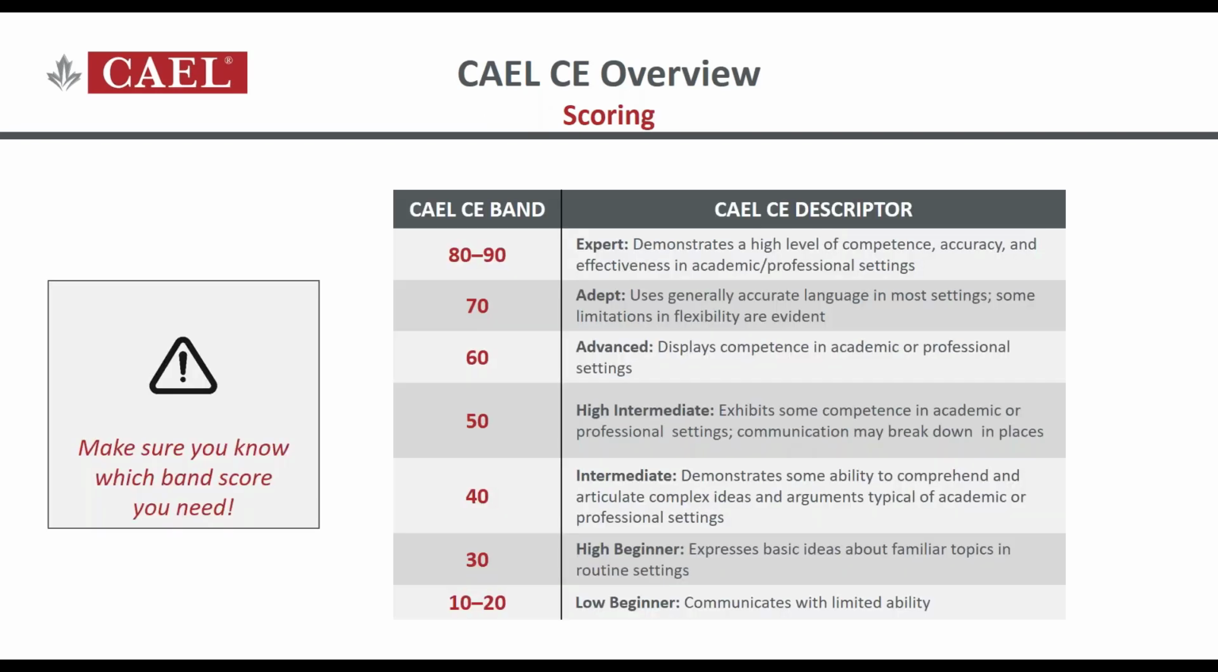And this is the CAEL CE band score. So it's very important for you to check, if you are doing this for a specific college or institution or university, what band score they need. Some places will require a 70, some might even require a 60, but some actually require an 80, and an 80 can be very difficult to get. So please check with your institution because it can vary.